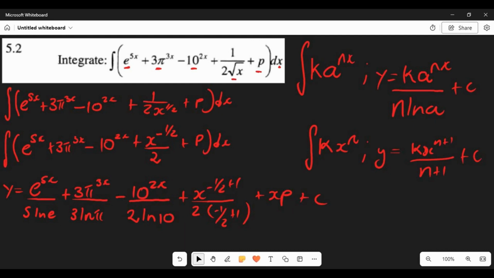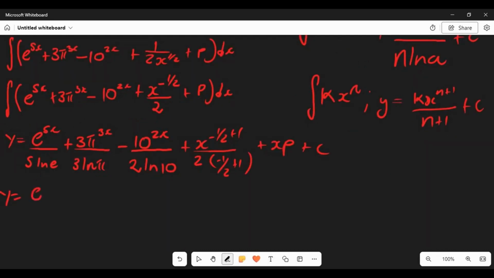So let's simplify it. Let me create more space. y is going to be e to the power of 5x divided by 5. Do not forget, guys, natural log e is equal to 1. So this one here is going to give us 1 multiplied by 5. So you can leave it like that. Plus, now let's look at this. 3 divided by 3 is going to be 1 multiplied by everything. So we're left with pi to the power of 3x over natural log of pi, minus. Here, there is nothing you can do on the third term. You write it as it is. It's already fine.